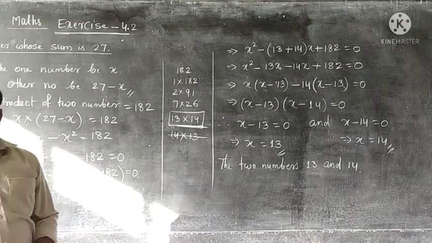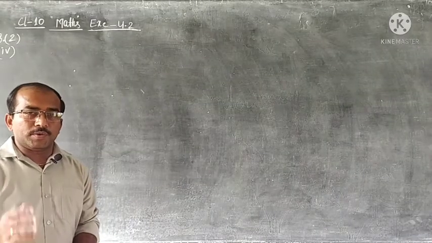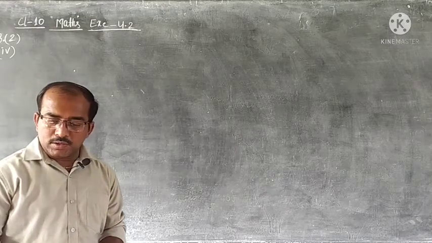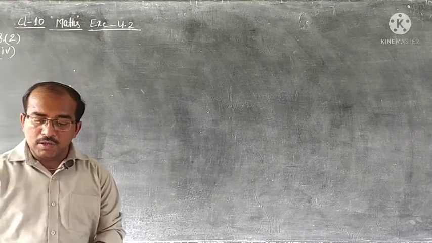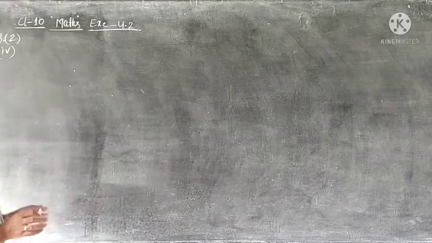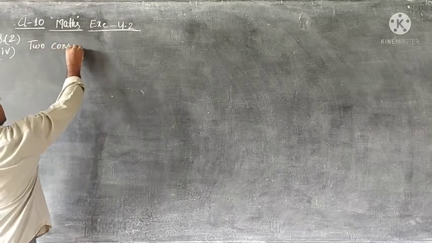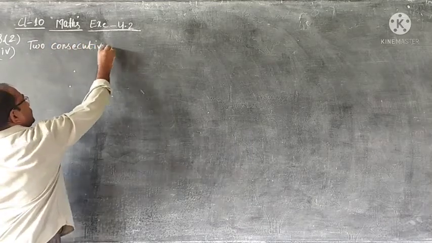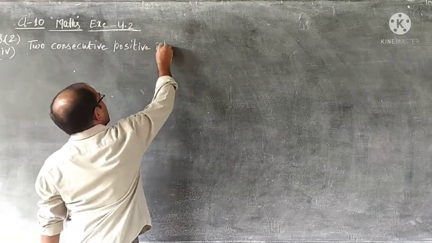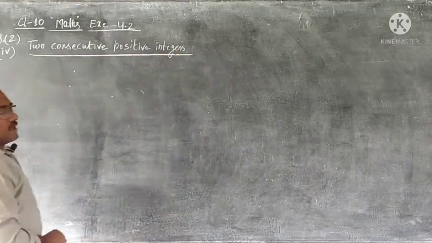Let's go now to question number 4, Roman number 4 of question number B2. The question is: find two consecutive positive integers, the sum of whose squares is 365. So what is said here? Two consecutive positive integers. This we need to understand.